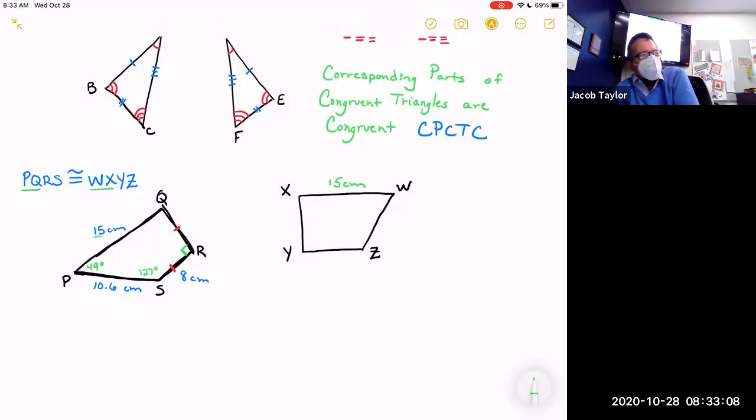How do you know? Good. The last two letters. RS is the last two. YZ is also the last two. So those are corresponding parts. Since I told you that these two shapes are congruent, corresponding parts of congruent figures are congruent. So I could say that YZ is also going to be 8 centimeters.